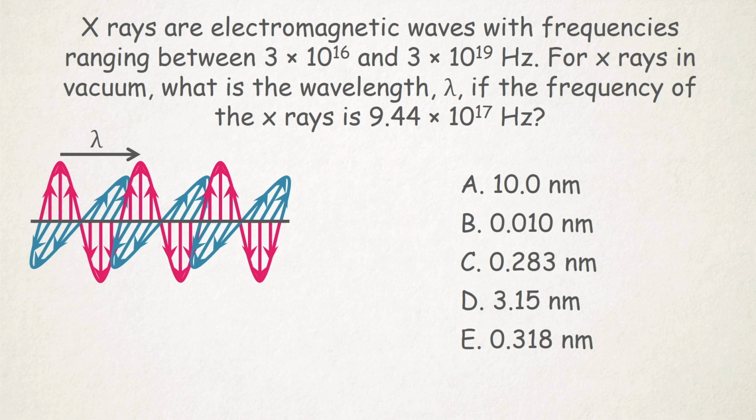Sometimes, though, you might know information about other properties of EM waves. X-rays are electromagnetic waves with frequencies ranging between 3 times 10 to the 16 Hz and 3 times 10 to the 19 Hz. For X-rays in vacuum, what's the wavelength if the frequency of the X-rays is 9.44 times 10 to the 17 Hz?